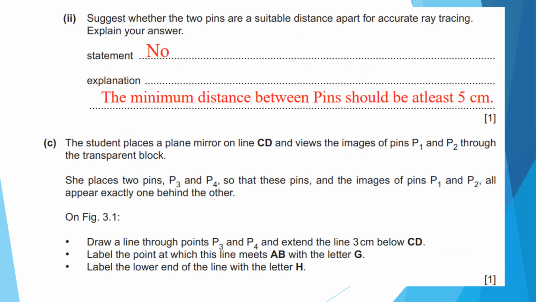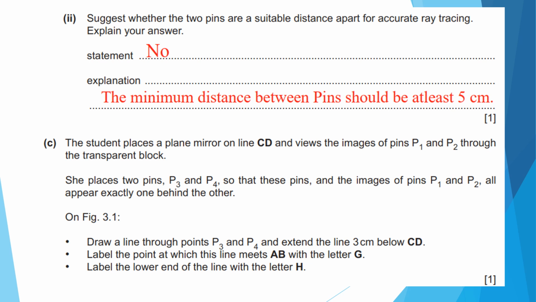Then next question: suggest whether the two pins are a suitable distance apart for accurate ray tracing. Explain your answer. So we have already learned the distance between two pins should be at least 5 centimeters. Since 2.9 is not reaching our value, the statement we can write is no. We can write no, and the explanation is the minimum distance between pins should be at least 5 centimeters.